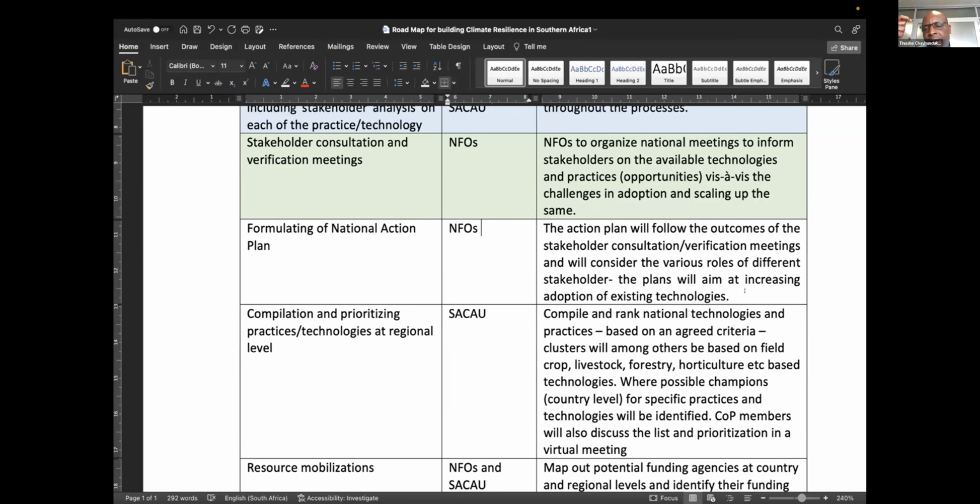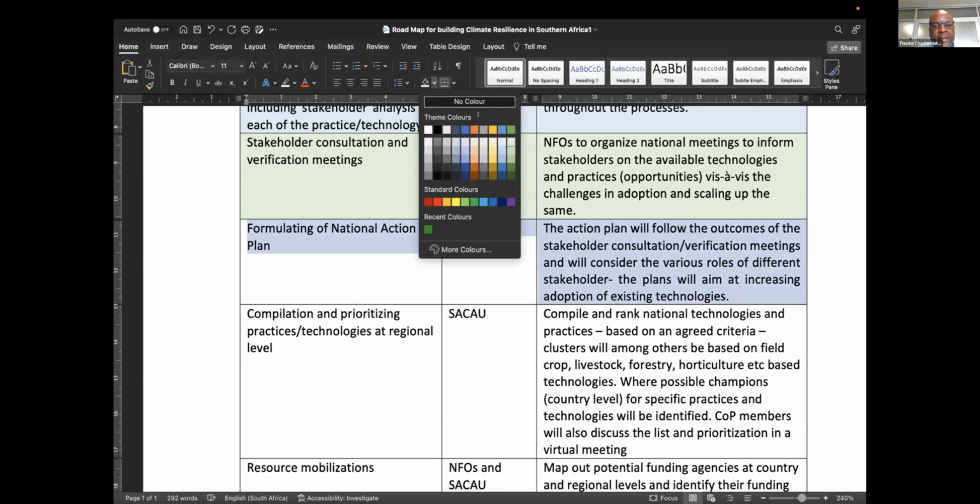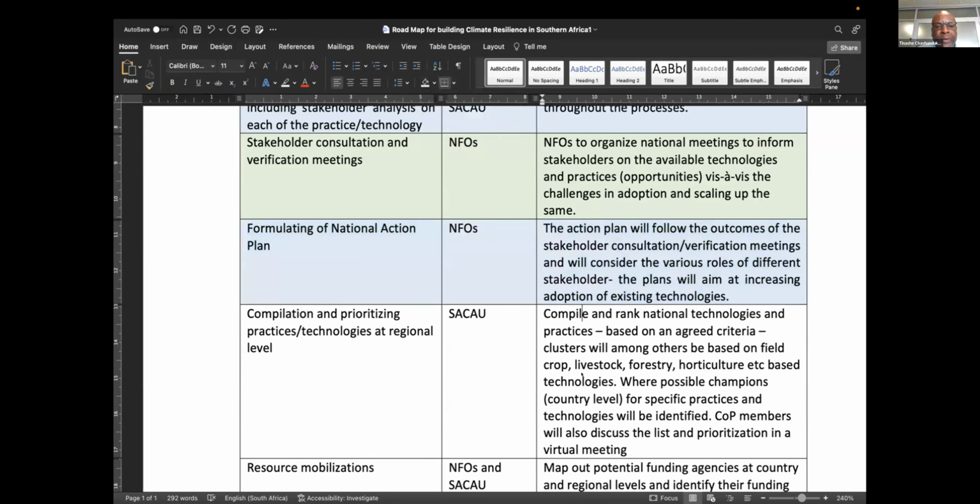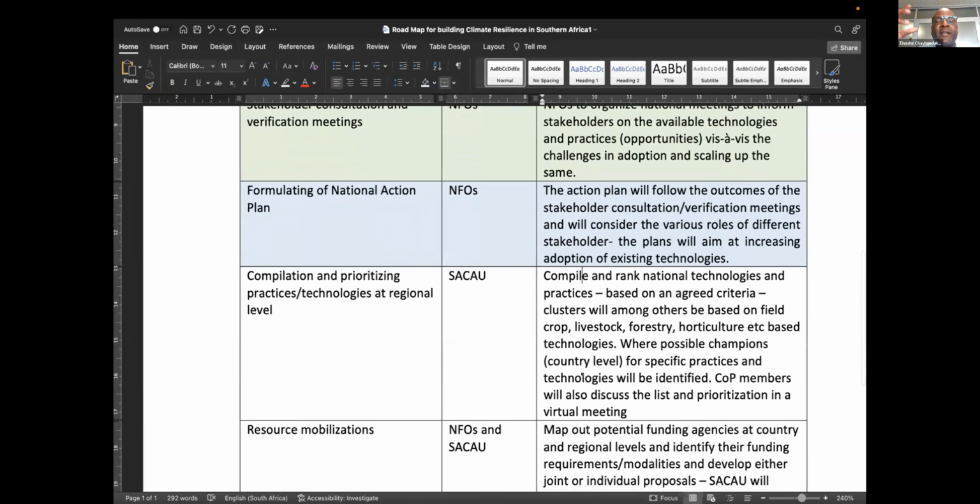So we need to have a monitoring and evaluation mechanism to make sure that we pin all the stakeholders to what we will have allocated to them to do. The idea basically is to make sure that we increase adoption of the already existing technologies. Now, we thought that for the fourth action, once we get these practices, that the first bit of work is happening at country level. That's why you find that national farmer organizations are taking charge of this piece of work.